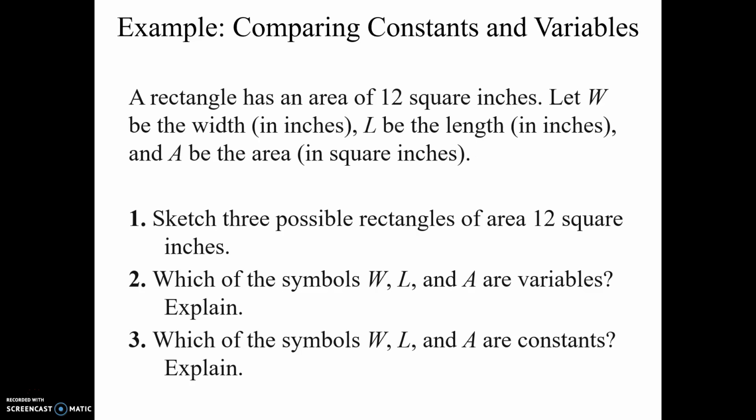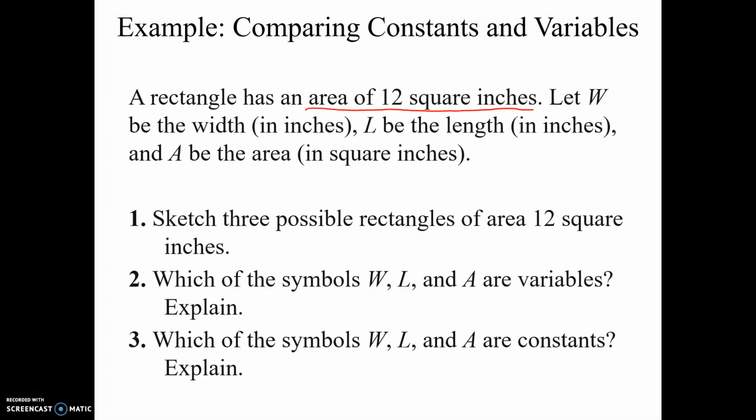Here's an example. A rectangle has an area of 12 square inches. Let W be the width and let L be the length, and A be the area. Sketch 3 possible rectangles of area 12 square inches. Which of the symbols W, L, and A are variables? Explain. Which of the symbols W, L, and A are constants?